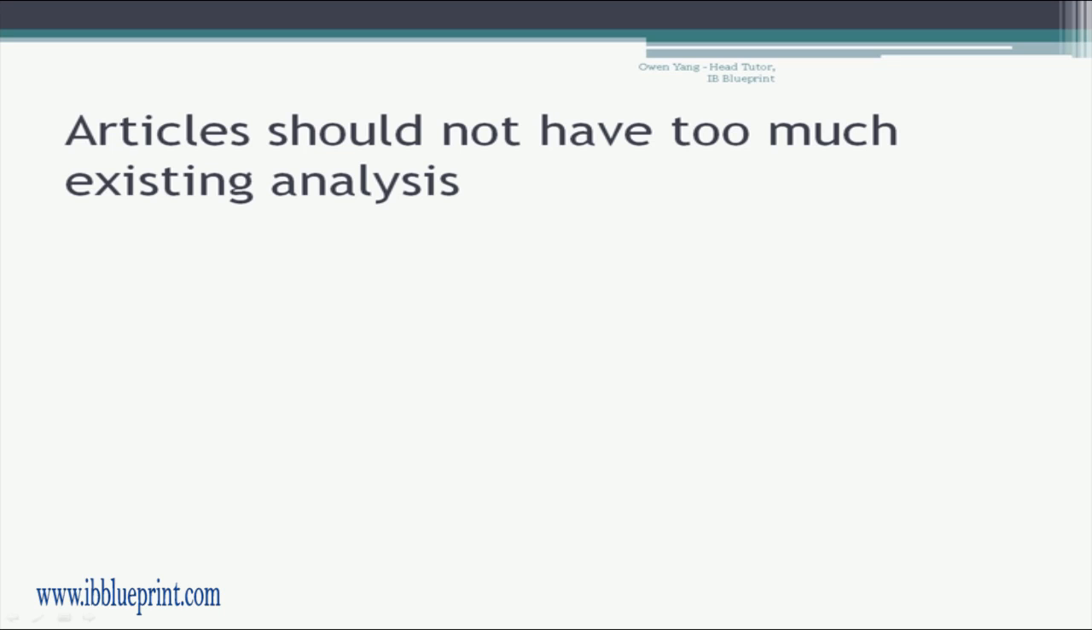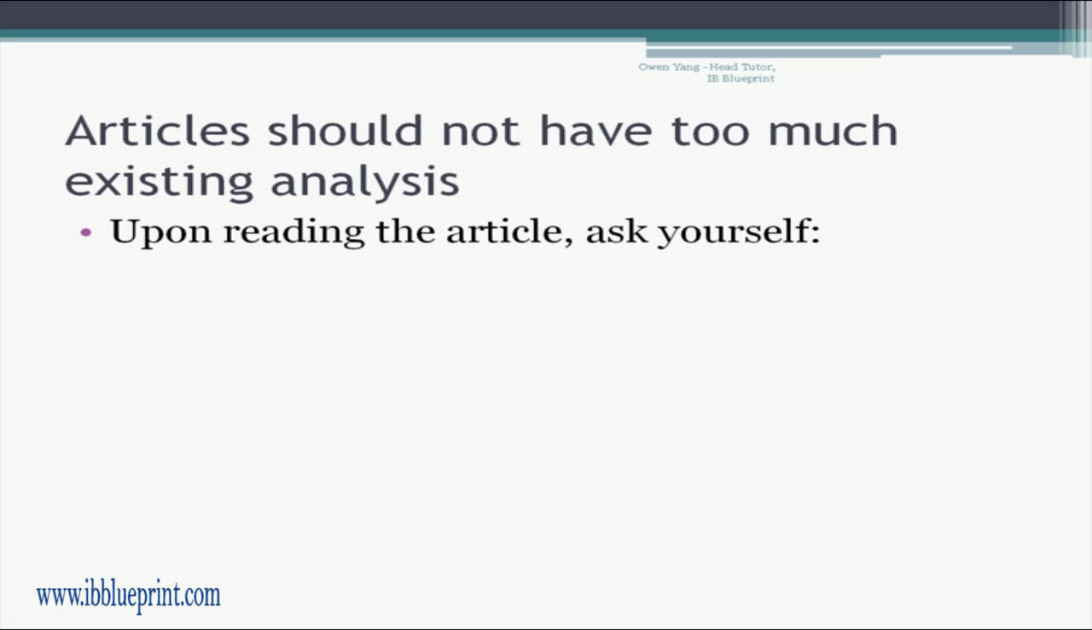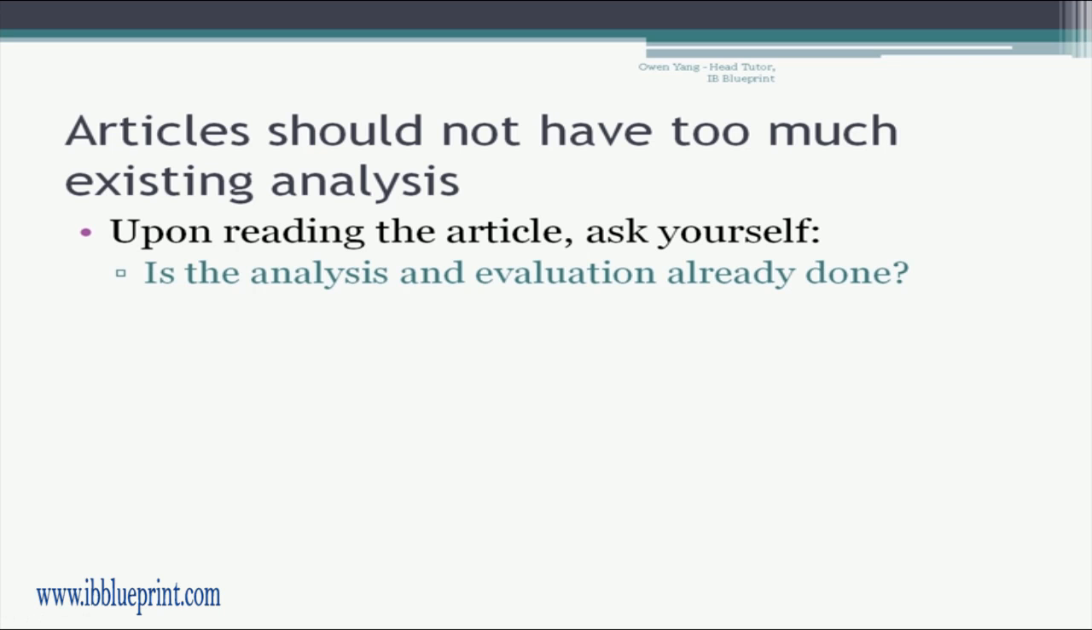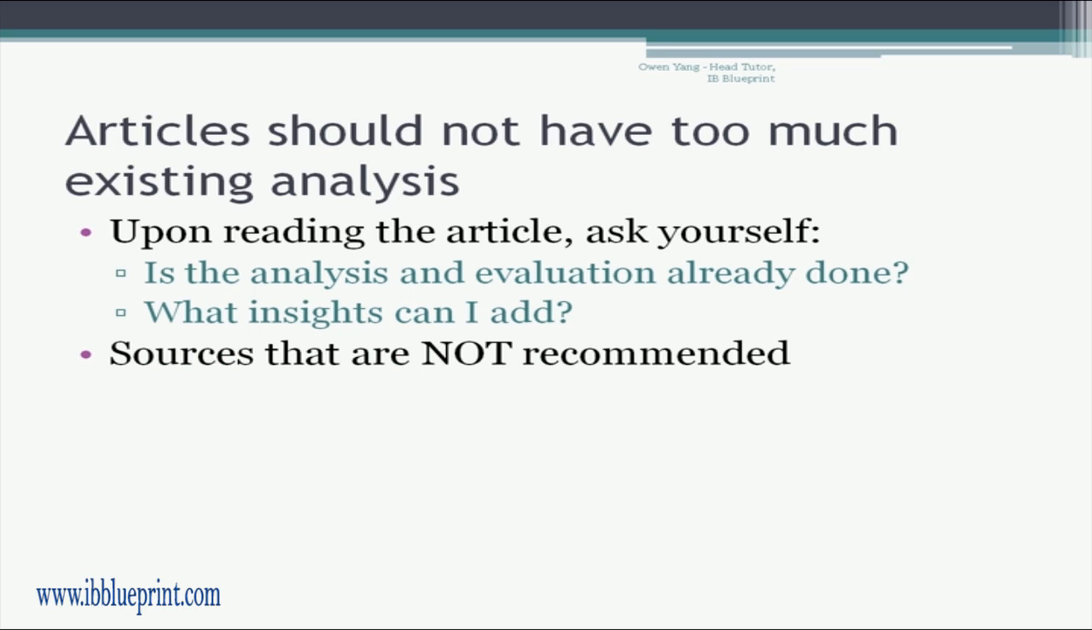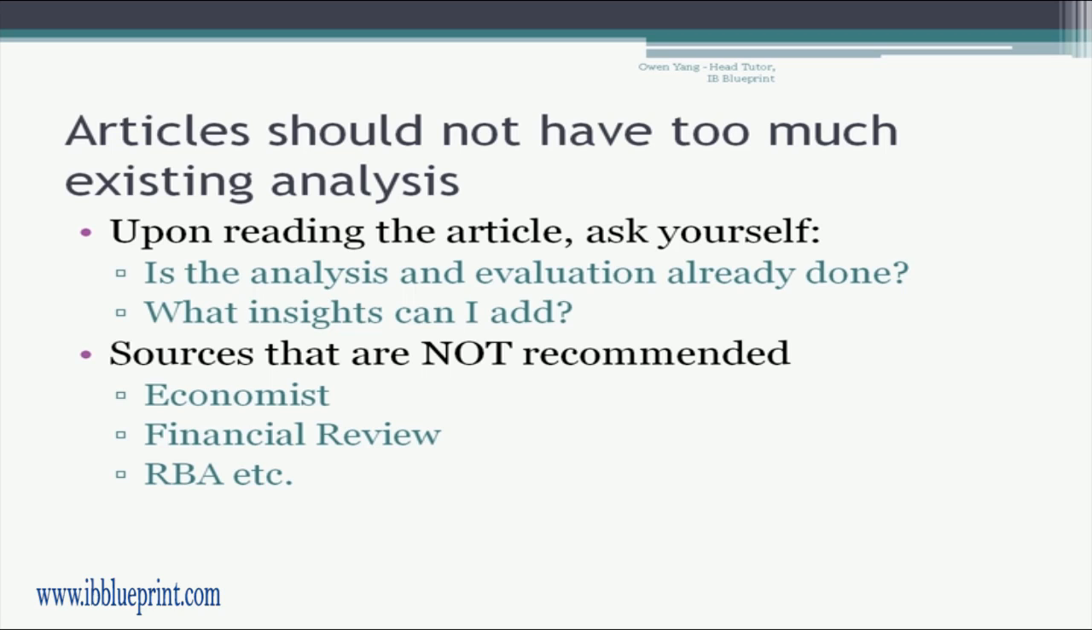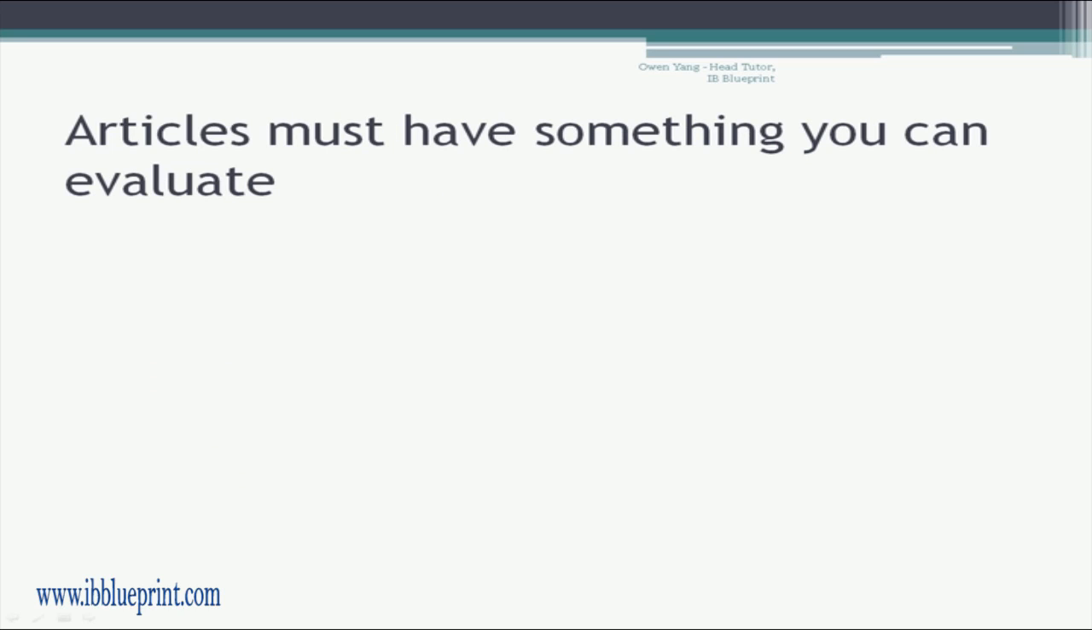An article should not have too much existing analysis. Upon reading the article, ask yourself, is the analysis and evaluation already done? What insights can I add? Sources that are not recommended would therefore be The Economist, the Financial Review, or the RBA. The whole point is this: you need to be able to add analysis to the article. Articles that have a string of statistics or 3 pages of analysis of advantages and disadvantages would mean that you are simply paraphrasing existing analysis and not being an economist yourself and adding value.